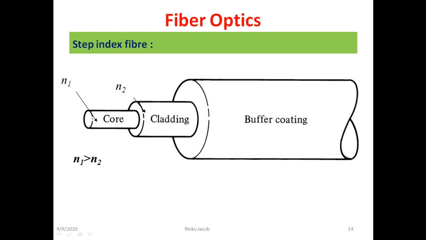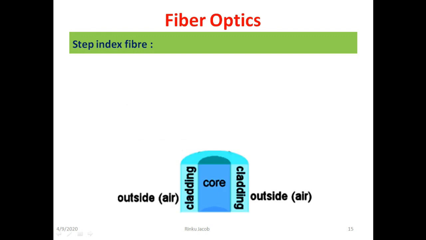First we discuss the step index fiber. Let the refractive index of the core be n1 and that of the cladding be n2 of the optical fiber. Now we make a profile of the refractive index of the core. For that, first we take a look at the cross section of the optical fiber. Here the central dark blue region is the core and the outer light shaded region is the cladding. Outside the cladding, let it be air.